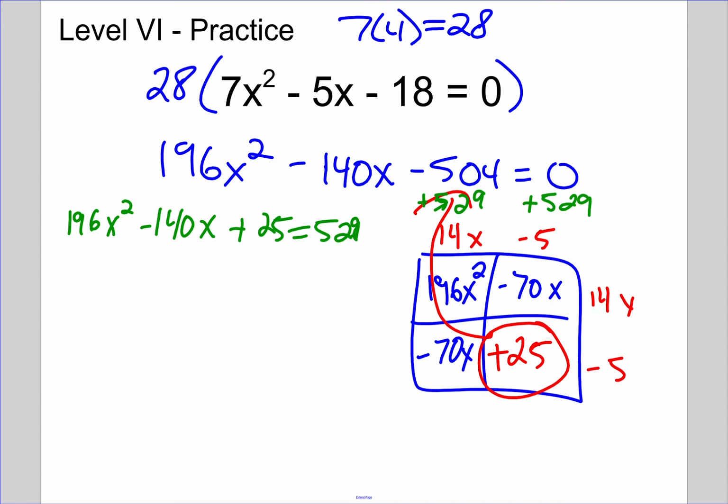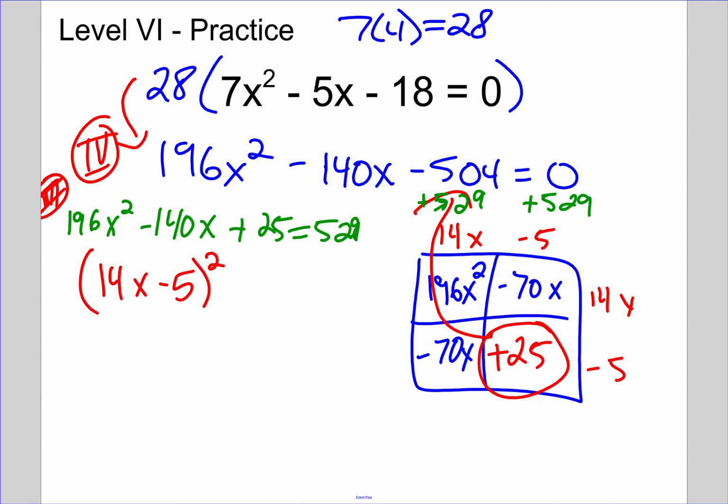So again, we already know that multiplying by 28 gave us level 4, right? We were able to bypass level 5. Okay, we go to level 4. Now we've got level 3 as our perfect square in disguise, which we know is going to be 14x minus 5 squared equals 529. Boom. There's our level 2. And we just got to bring it home by taking the square root of both sides.